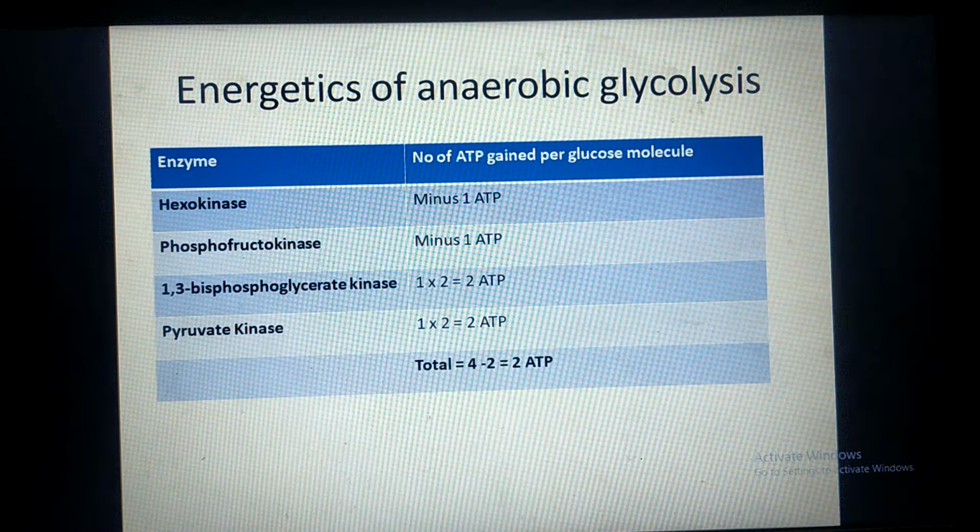The remaining are the same. So here 4 ATP molecules are synthesized by substrate level phosphorylation, out of which 2 are utilized for phosphorylation of the substrate by the enzymes hexokinase and phosphofructokinase. So net gain of 2 ATPs occurs in anaerobic glycolysis.